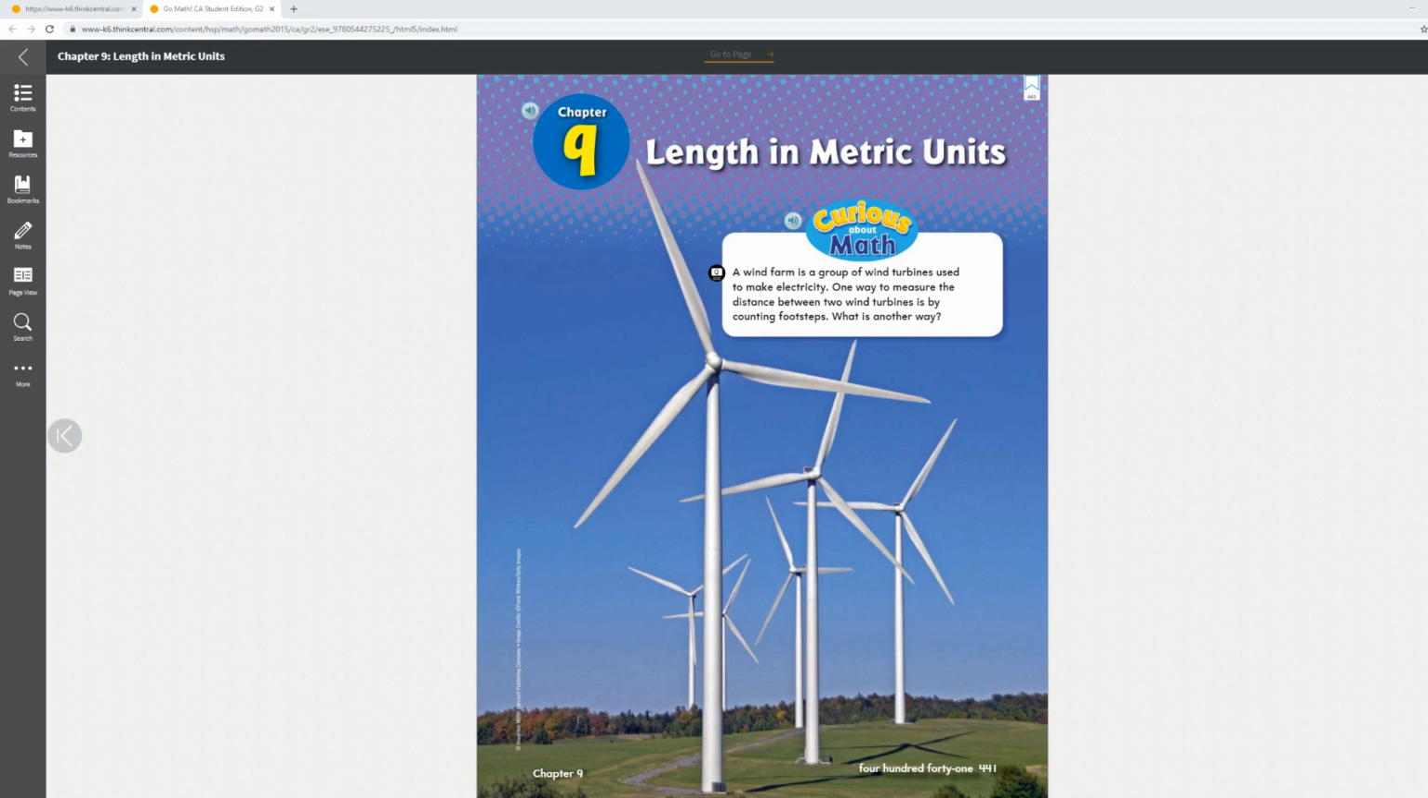What is another way that you can measure between each turbine? So go ahead and write an answer in the comment section below. What is one other way that you can measure between?